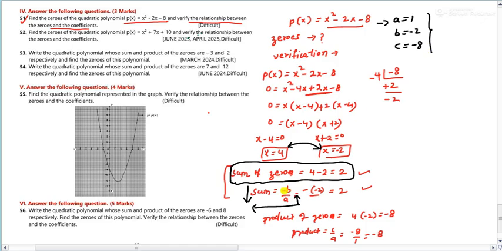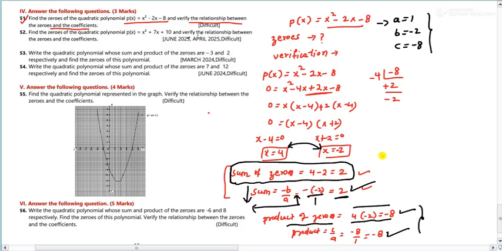You can see here I have substituted minus b, minus of minus 2, and a is 1, so I have not written that, but it's understood. Got it? Similarly with c, the product we have got using the values 4 and 2, and using the formula c by a we have got that too. Got it?